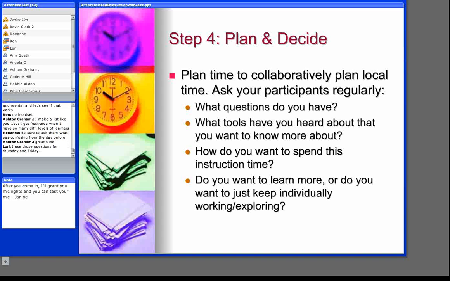We have a couple of things in here that I think I just want to say so that this gets in. Make sure everybody sees that gets recorded. I make a list like you. This is Ashton. I get frustrated when I have so many different lists.